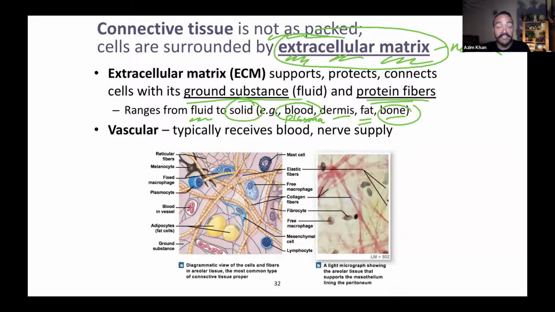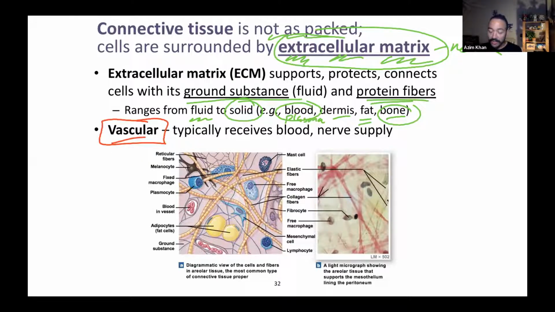And that also dictates its function. Blood, by having a fluid extracellular matrix, can transport things, while bone, by having a solid extracellular matrix, is great for support and protection. So that's one major characteristic that all connective tissues have, a special kind of extracellular matrix. I also said that while epithelial tissue is avascular, because you don't want to easily bleed out, connective tissue is highly vascular, it has lots of blood vessels. This is what receives blood supply.